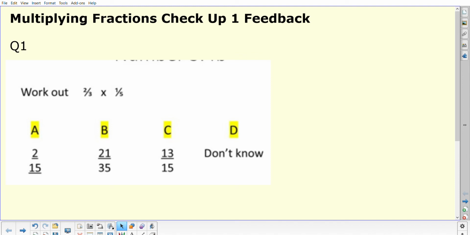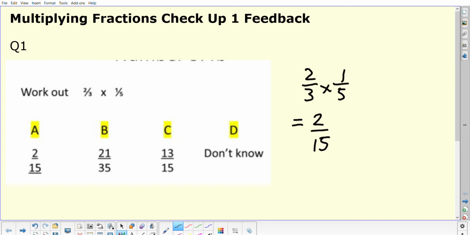So this is going to show you each of the answers for the 5 questions you had to do in the multiplying fractions checkup. The first question you were doing was 2/3 times 1/5, and for this it was simply a case of using your rule where you multiply the numerators, 2 times 1 to get 2, and on the bottom 3 times 5 is 15. No simplifying to do here, so your final answer for this one, and hopefully you did manage to get that, was answer A.